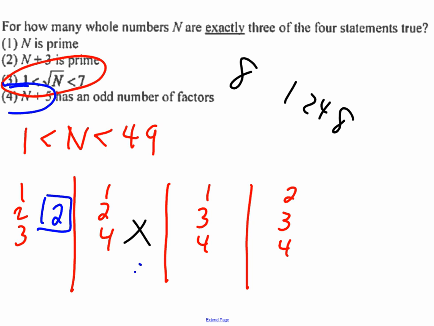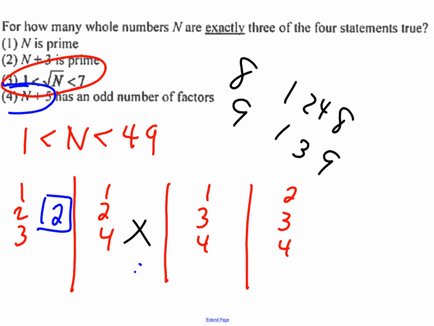The only thing where numbers won't pair up, so if I had something like 9, I have 1 and 9, but then the middle is really 3 times 3, so that's only one factor. So all perfect squares have an odd number of factors. Anything that isn't a perfect square always pairs up and will have an even number of factors. So we know that we have to have a statement for number 4 that creates a perfect square.